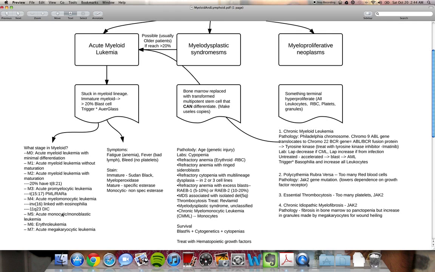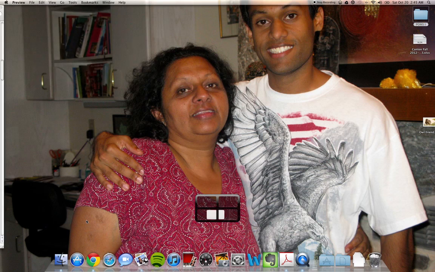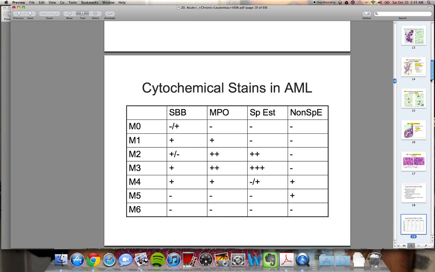Monocyte, monocyte. So, let's go ahead and take a look at the stains. SBB, Sudan black B, again, immature. MPO, myeloperoxidase, again, immature. Specific esterase, a little more mature. Non-specific esterase goes straight for monocytes, M4, M5.